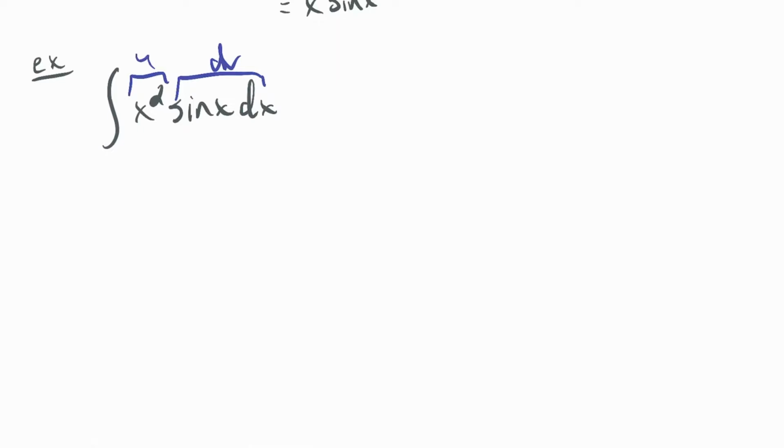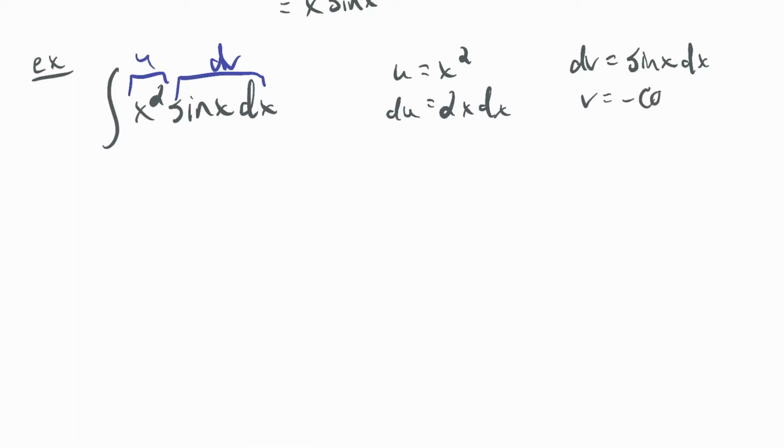So u equals x squared, so du equals 2x dx. dv equals sine of x dx, so v equals negative cosine of x. And again, if I wanted, I could say plus 10 or plus 800 or whatever. I just don't need to. So this equals uv minus the integral of v du, okay?